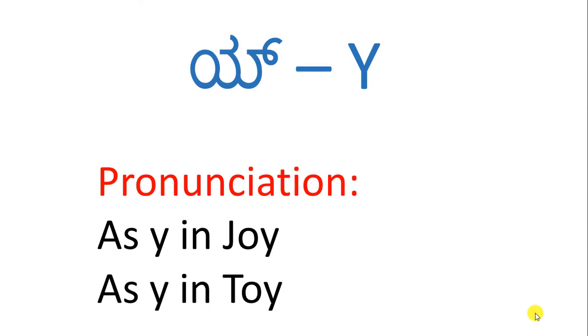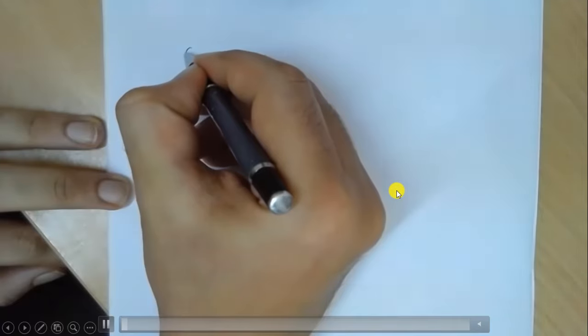The next root consonant is Y. The way it is pronounced is as a small y in joy, or as small y in toy. Joy without the J and O would sound like Y. Toy without T and O would sound like Y. And that is how you pronounce this. Now let us see how to write it.